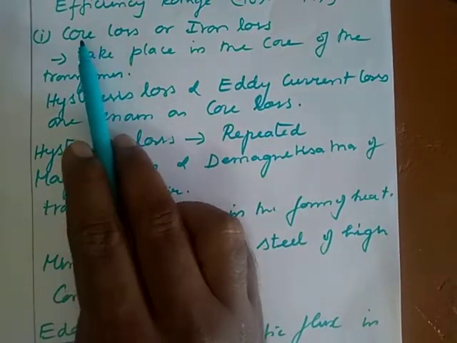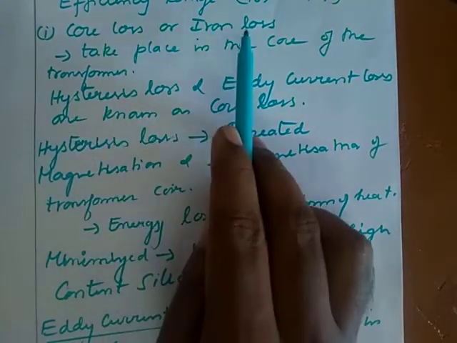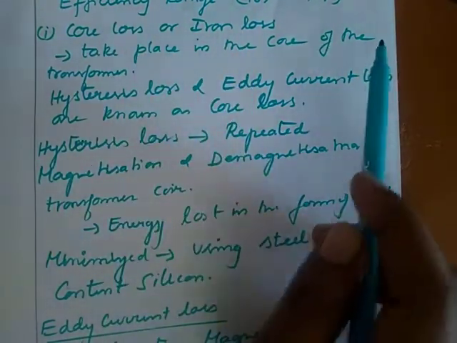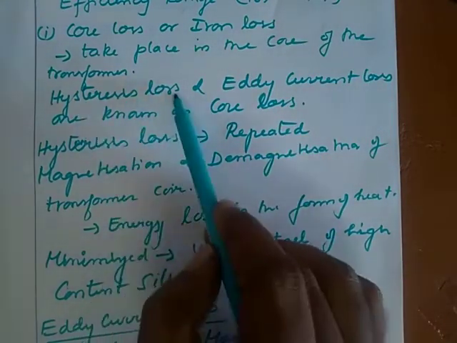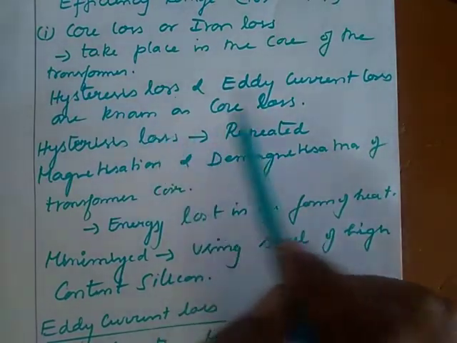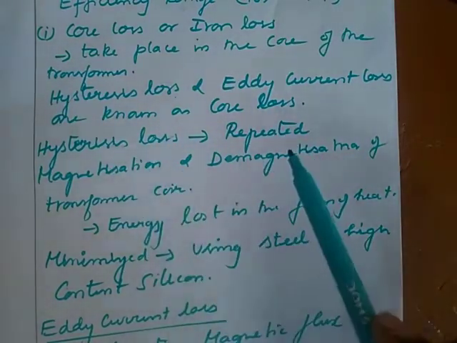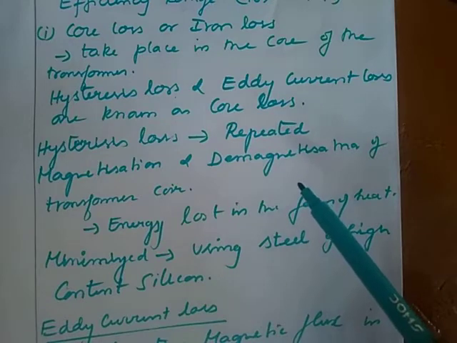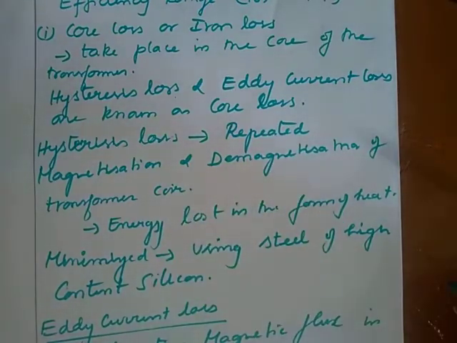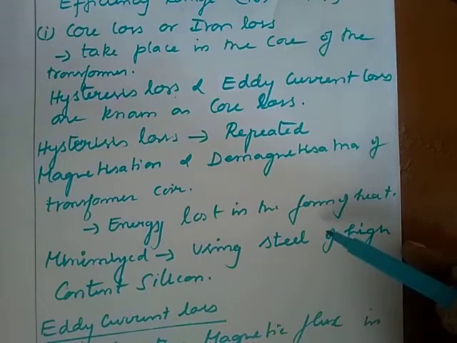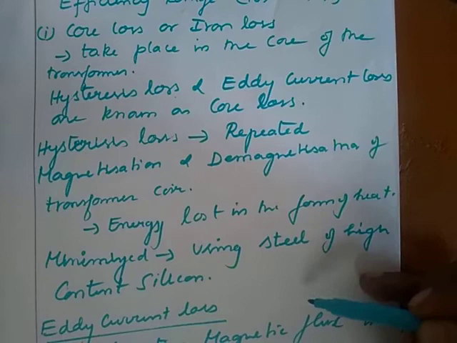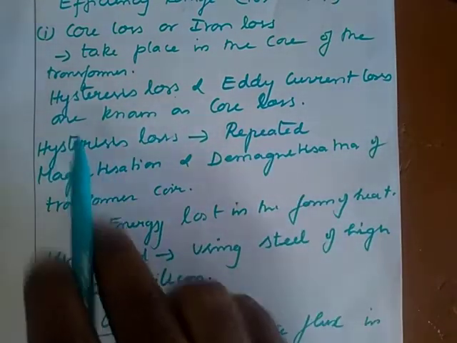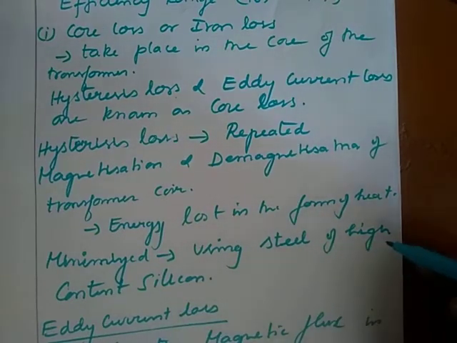First loss is our core loss or iron loss. Okay, this one only takes place in the core of the transformer. Here hysteresis loss and eddy current loss are the core losses. Hysteresis loss is due to the repeated magnetization and demagnetization of the iron core. Due to this loss, the energy is lost in the form of heat. Okay, this can be minimized by using a steel of high content silicon. We can make the transformer core by steel of high content silicon.